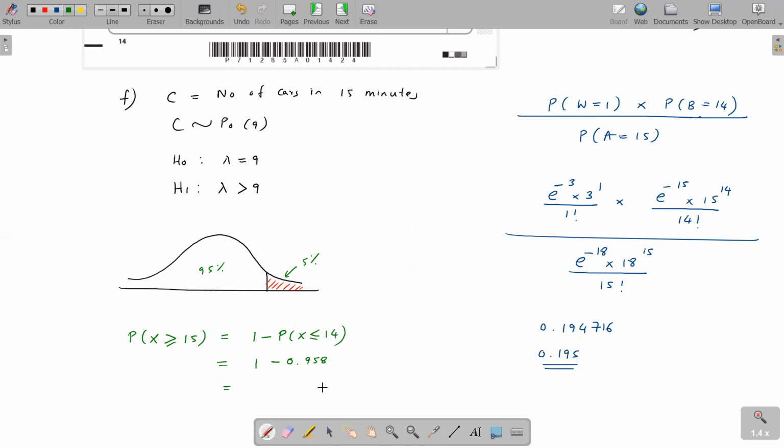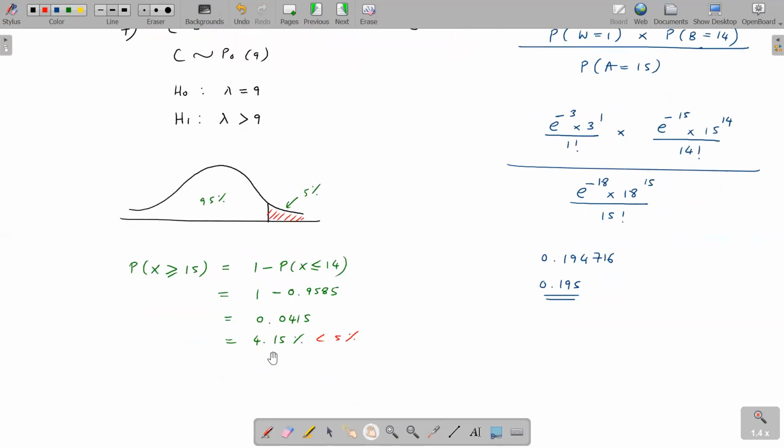9585. How much is it? 0.0415, so 4.15%, which is less than 5% and inside the critical region. Also check the other one and also show x is greater than or equal to 14, right? Because 15 is inside and you have to just show one value inside the critical region and the other one, the immediate neighbor, who is outside.